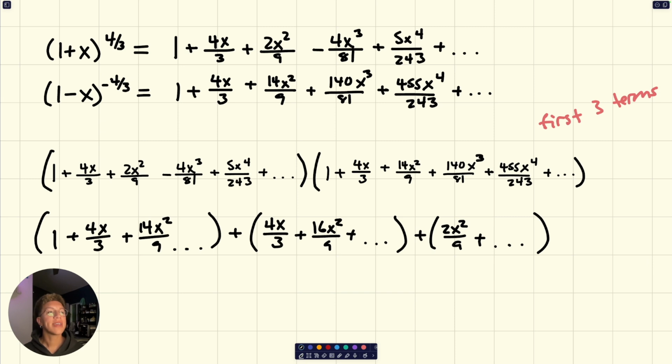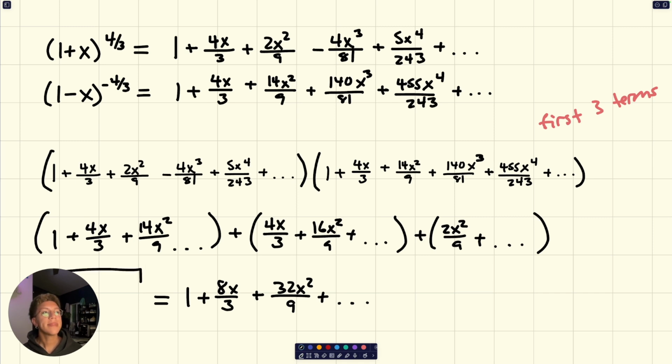We add them all together, and we say that our result is 1 plus 4x over 3 plus 4x over 3 is going to be 8x over 3. And then for our square terms, we have 14x squared, 16x, and 2. So that's 16 plus 16 is 32. So we get 32x squared all over 9. And that's the first three terms of our expansion for 1 plus x over 1 minus x raised to the fourth power, like that. Maybe we should put a little parentheses in there.